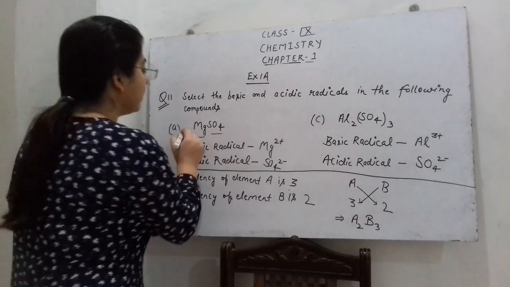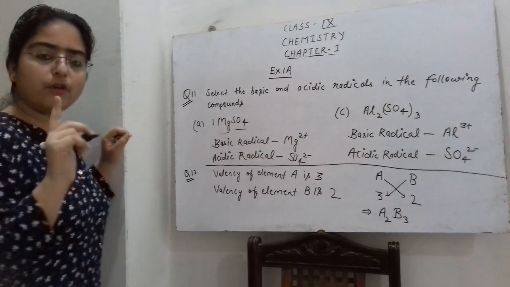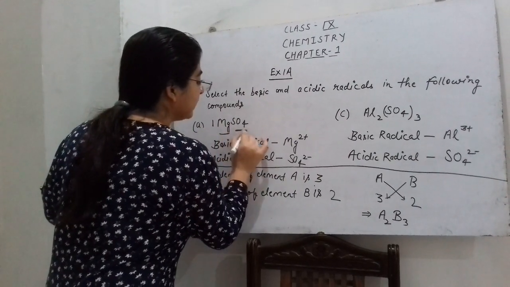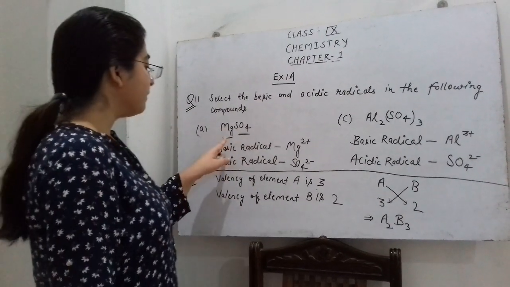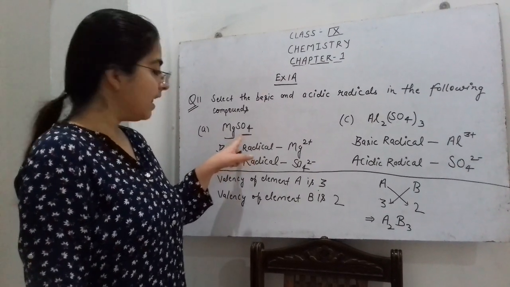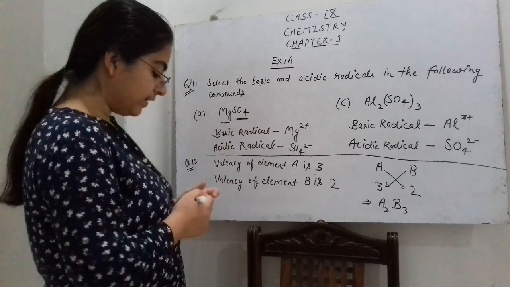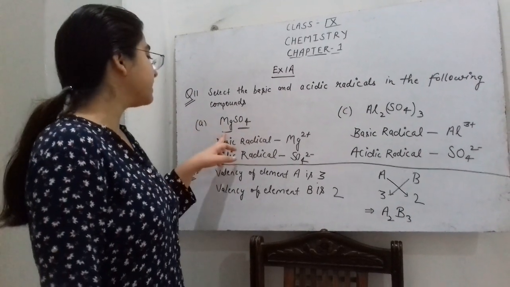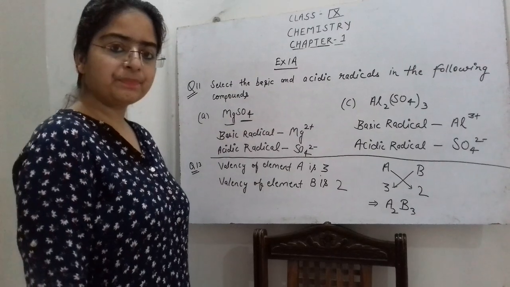Here one molecule of magnesium sulfate is made up of two parts. One is magnesium and the other is sulfate. And therefore we can say that magnesium is one radical and sulfate is the other radical. Now whenever we write the formula of a compound, we know that the basic radical is written first and the acidic radical is written afterwards.